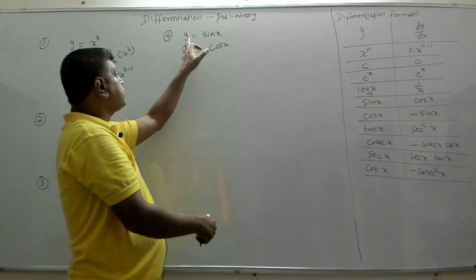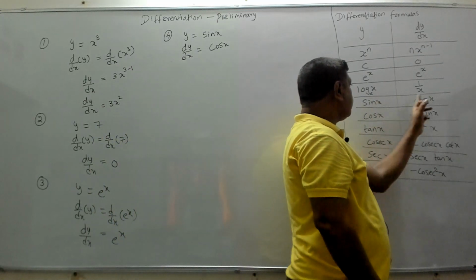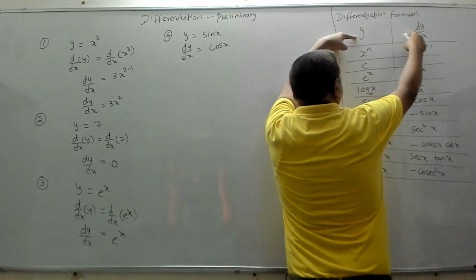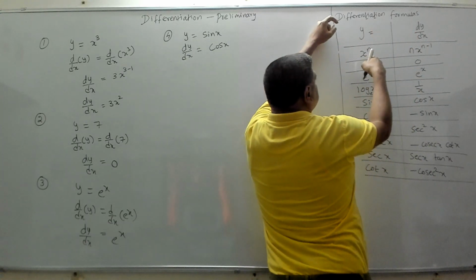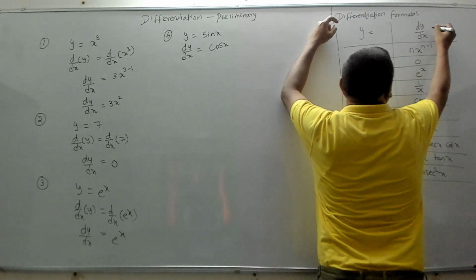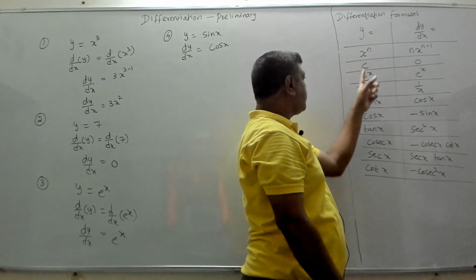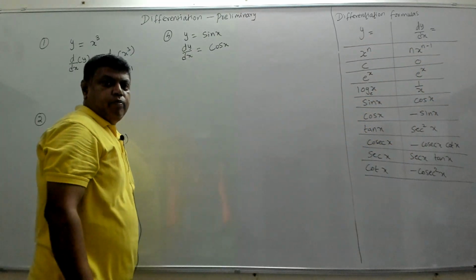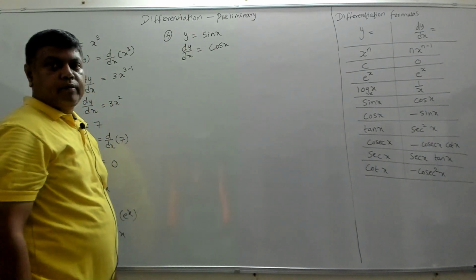Here again, the differentiation of y is dy by dx, and the differentiation of sin x is cos x. This is the formula. That's why y is sin x means dy by dx is cos x. That is the meaning of this. Like if y equal to x power n, then dy by dx will be n x power n minus 1. So if y equal to sin x, dy by dx will be cos x, which means we have differentiated sin x.